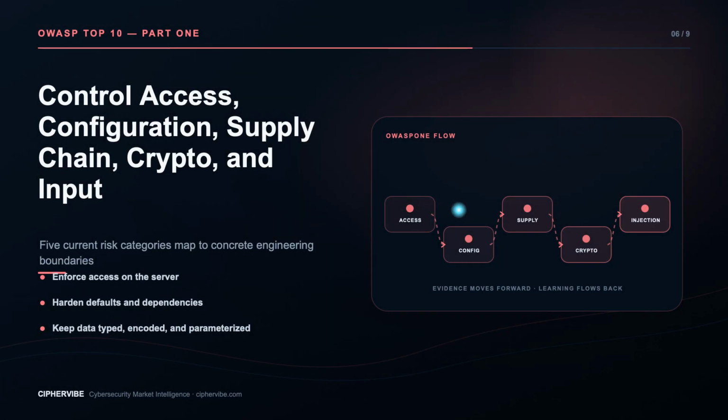The OWASP Top 10 2025 starts with broken access control. Enforce authorization server-side for every object and action. Deny by default, scope queries to the active tenant, protect administrative paths, and test the full subject, resource, action matrix.